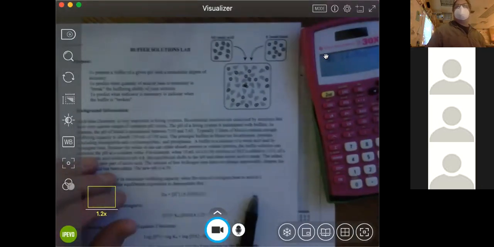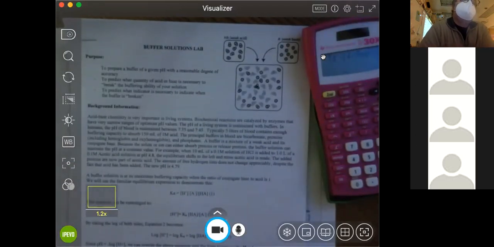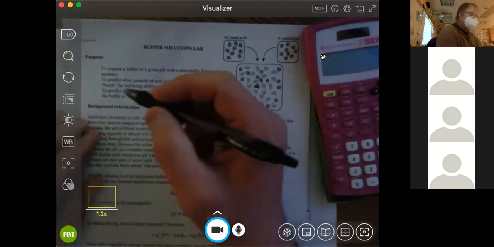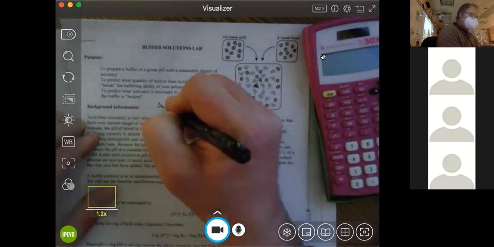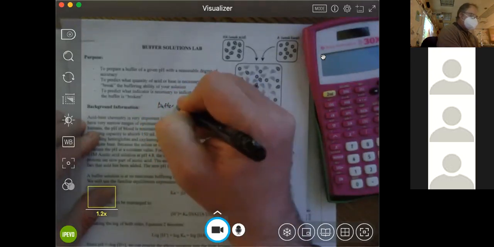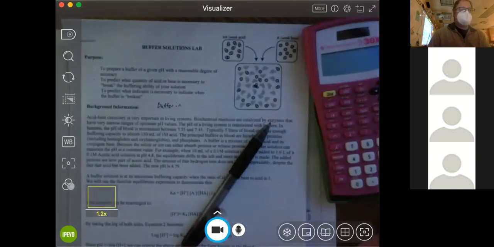The first thing with buffers is it's important to remember that they resist changes if an acid or a base is added. They resist any of those changes. You may have been exposed to buffers. There actually is a medicine called Bufferin. I don't know if that's how it's spelled, but that's how I'm going to spell it for this lesson.